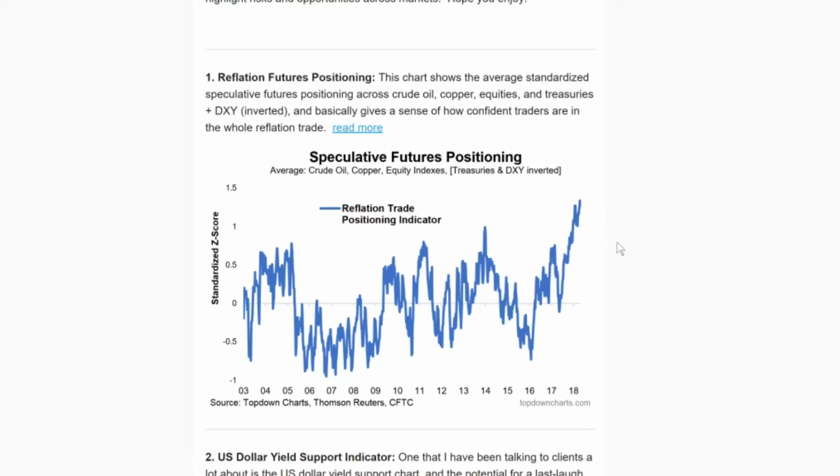But for now, you look at the data. The data is really actually consistent with solid growth. So I would say that it's at least partially justified.